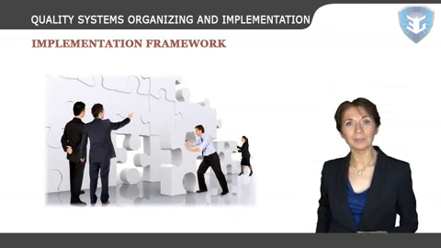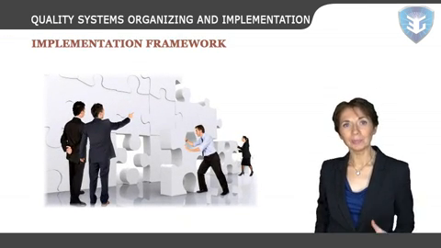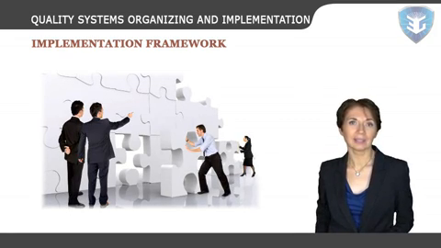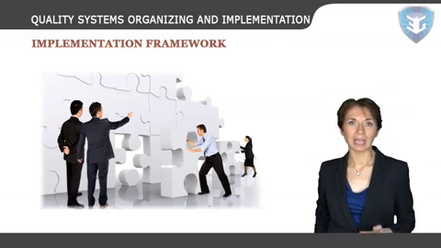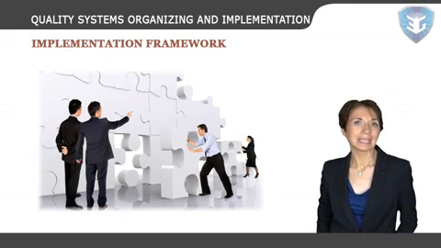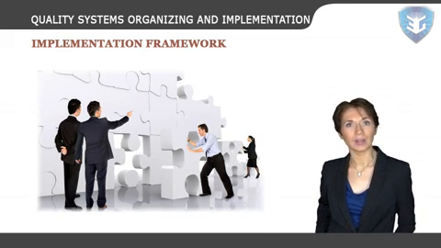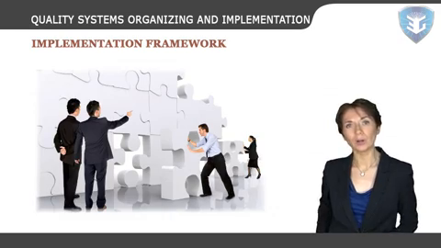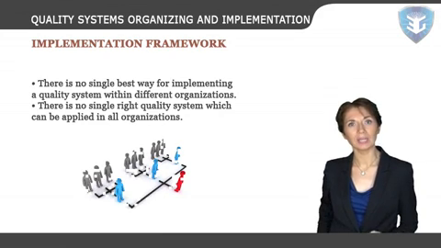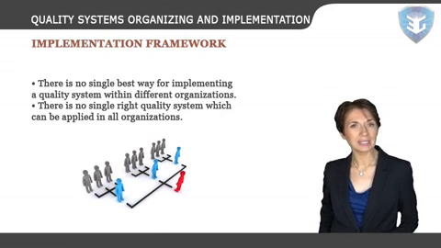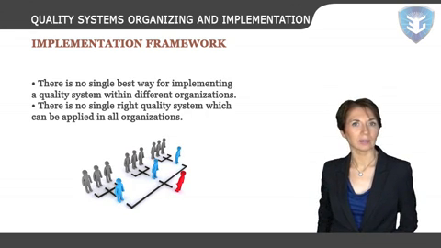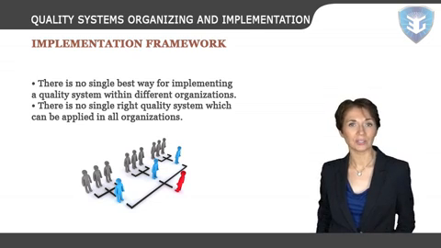Let's discuss the implementation framework. The implementation of a quality system is not the same for all organizations. Therefore, the contingency theory of Galbraith can be applied for quality system implementation as well. In line with this theory, one can define two basic principles for quality system implementation. There is no single best way for implementing a quality system within different organizations. There is no single right quality system which can be applied in all organizations.